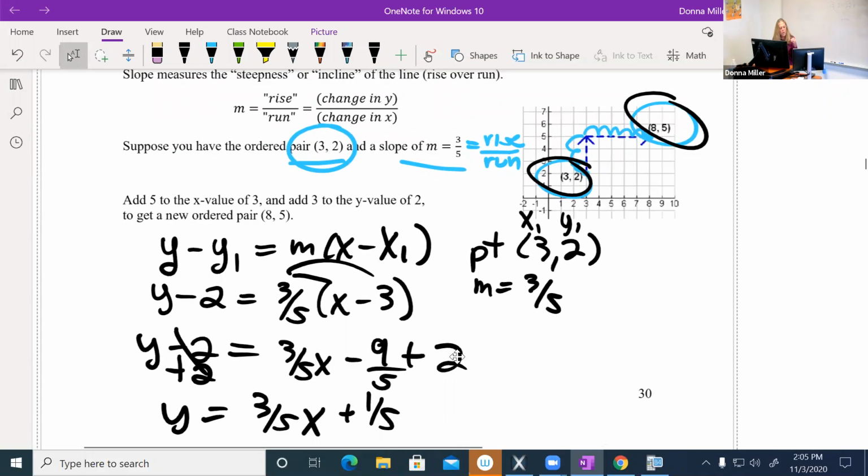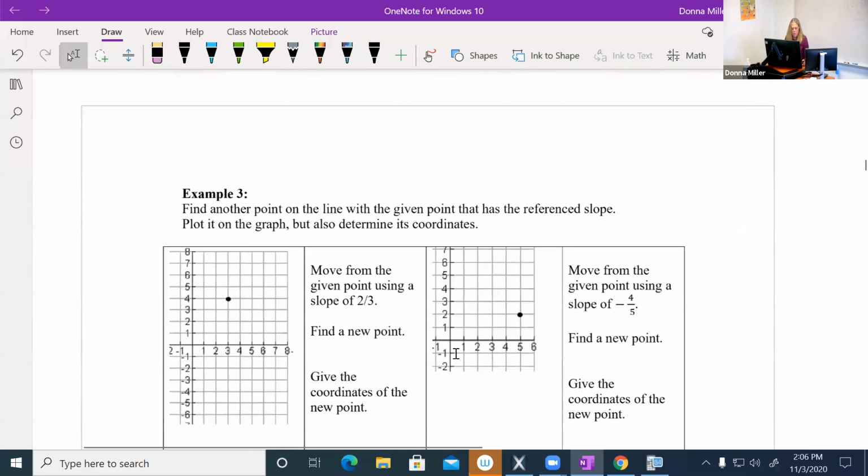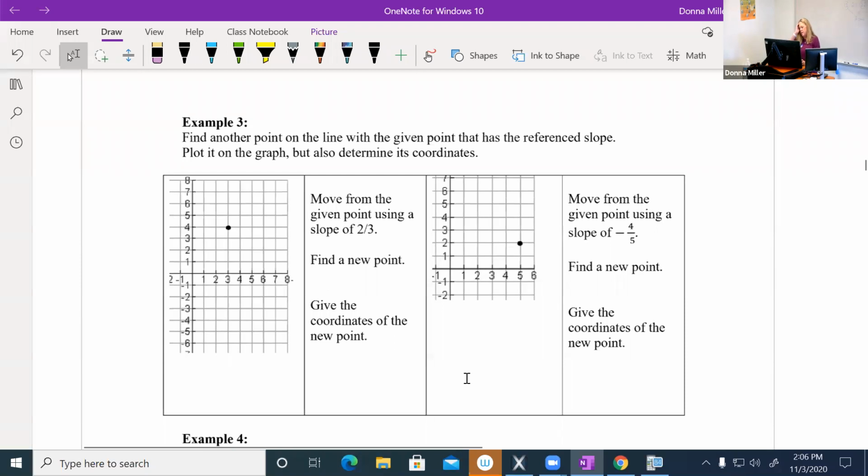All right, so that's where she's going with this. So let's work an example. Find another point on the line with a given point that has a reference slope. Plot it on the graph and also determine its coordinates.